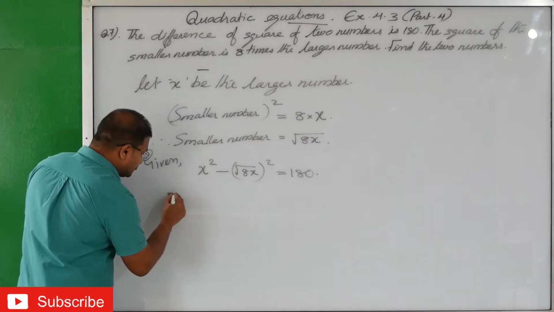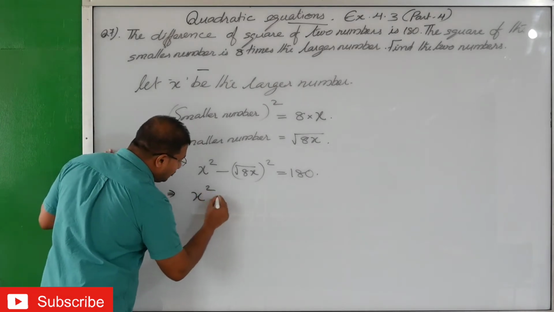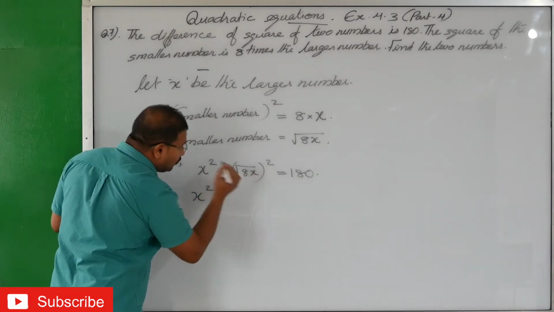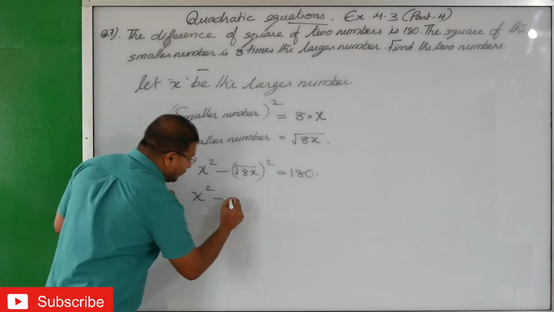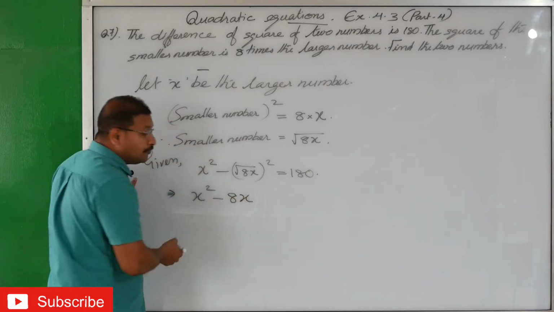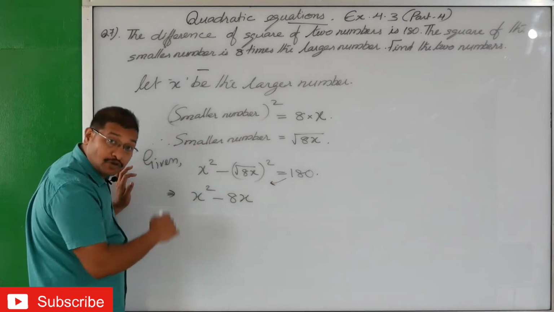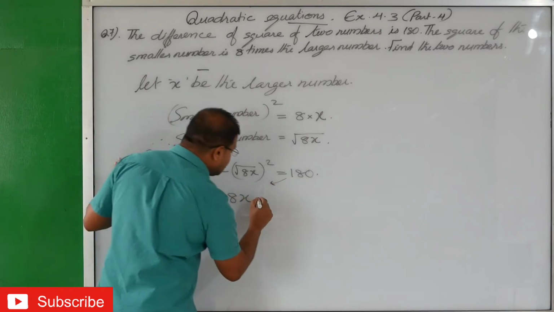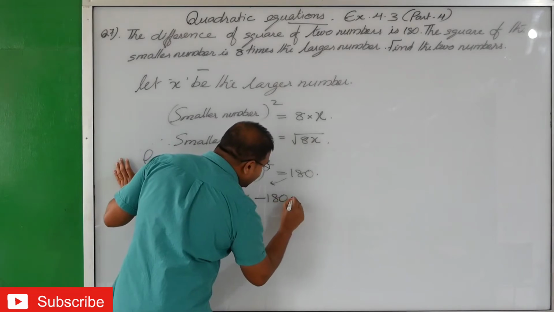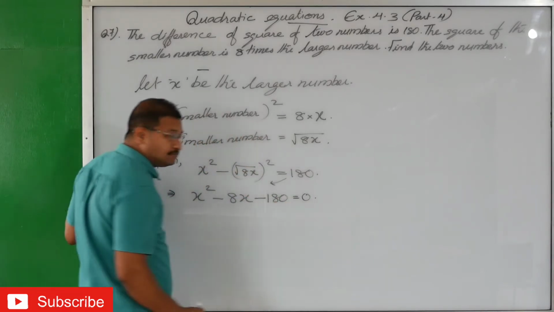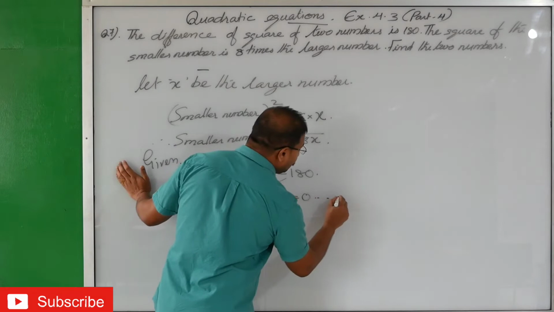This implies x square minus, square and root will cancel, isn't it? That means we'll get only 8x. Of course this 180 will carry to the next side. It is plus, comes to the next side minus. That means x square minus 8x minus 180 equal to 0. That is equation number 1.